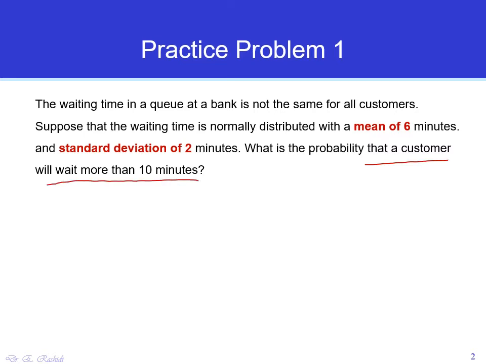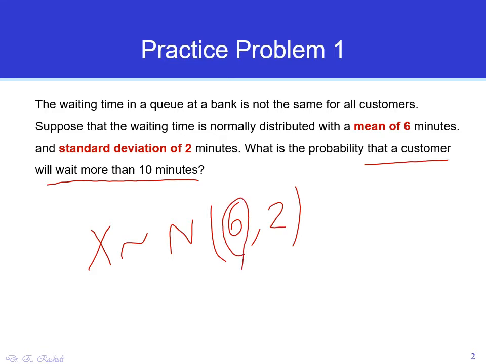So here we have, suppose that X is the random variable that stands for the waiting time of customers at a bank. And it says it follows a normal distribution with an average of 6 minutes and a standard deviation of 2 minutes. So always the first value is the mu here, and the second value is always the standard deviation.